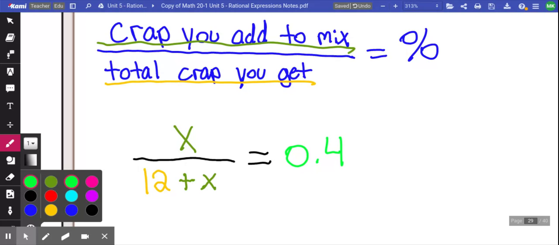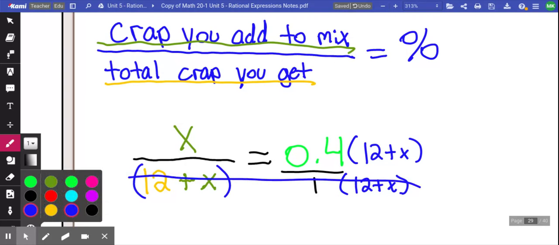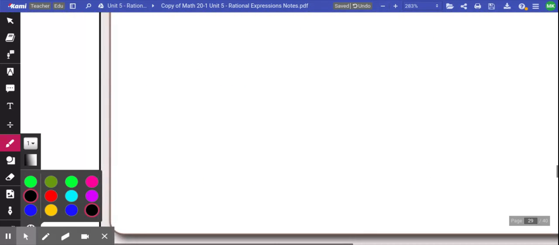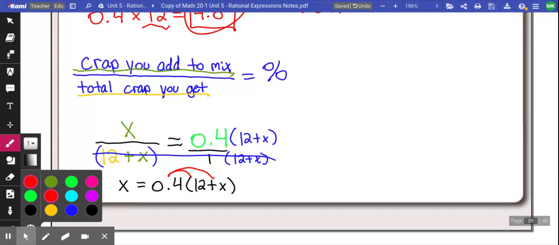To solve this, you got to remember that this is divided by 1. You need a common denominator. This 12 plus X needs to be multiplied to the other side. When you do that, cancel out the denominators, and you get X equals 0.4 times (12 plus X). You multiply the 0.4 in, and that gives you X equals 4.8 plus 0.4X.